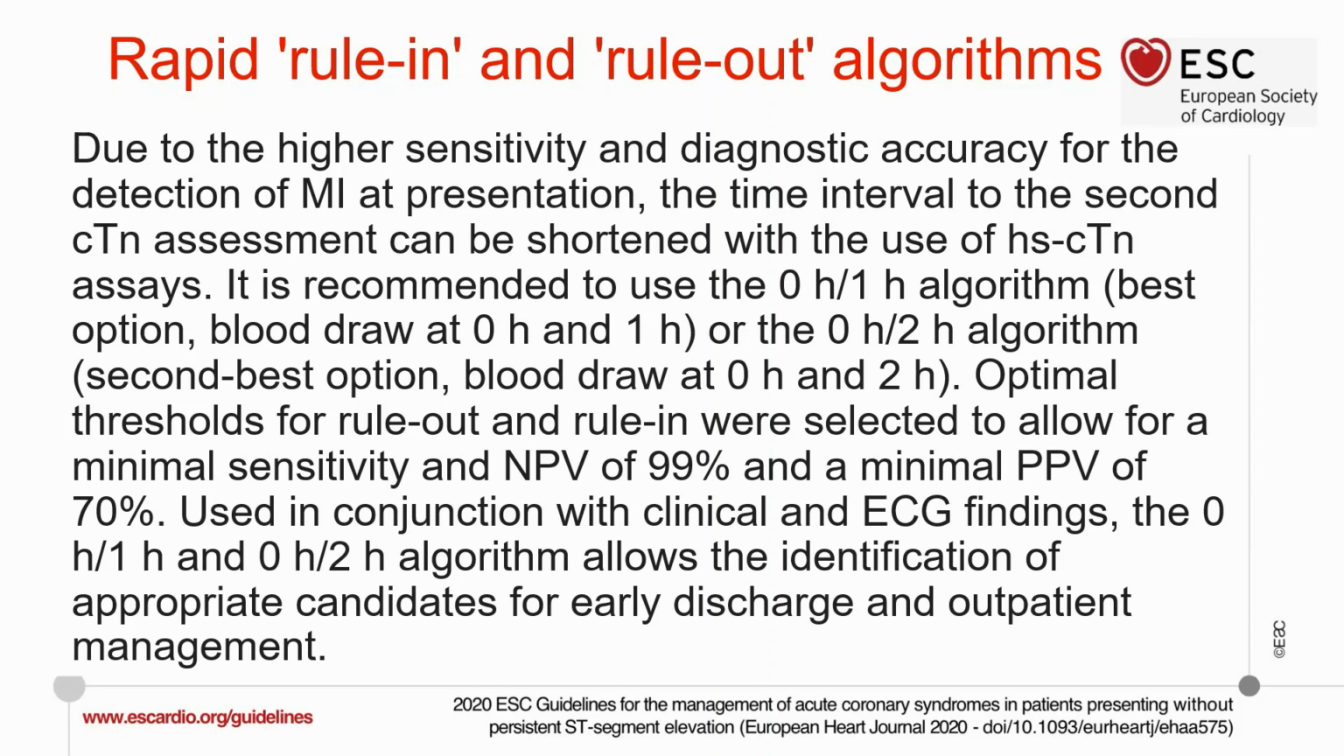Optimal thresholds for rule-out and rule-in were selected to allow for a minimal sensitivity and negative predictive value of 99% and a minimal positive predictive value of 70%. Used in conjunction with clinical and ECG findings, the 0-hour/1-hour and 0-hour/2-hour algorithms allow the identification of appropriate candidates for early discharge and outpatient management.